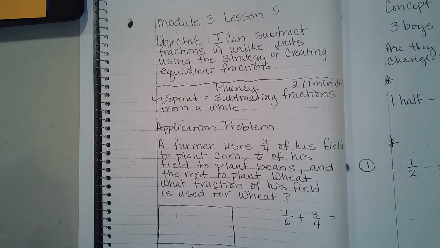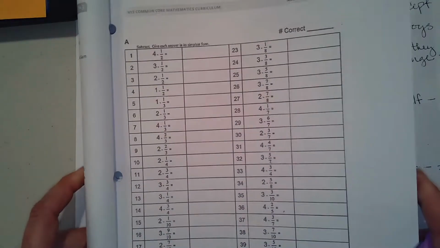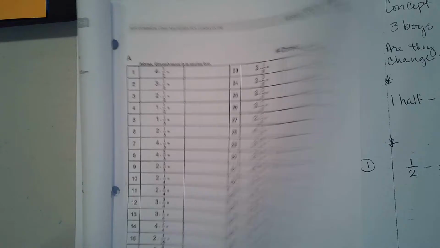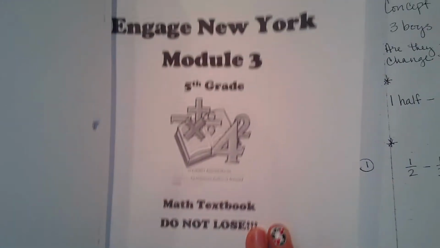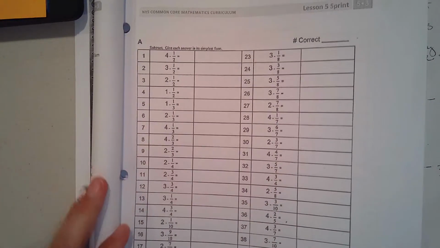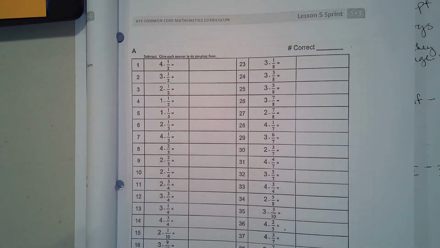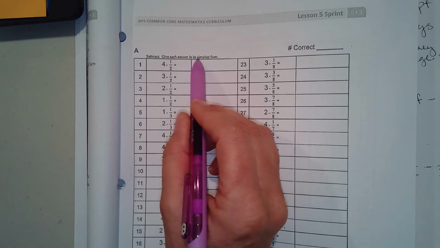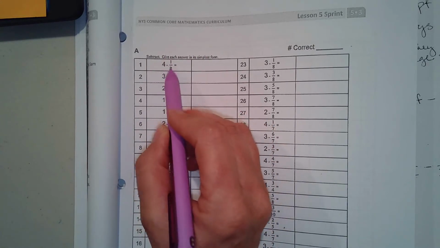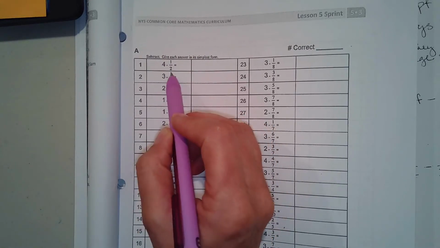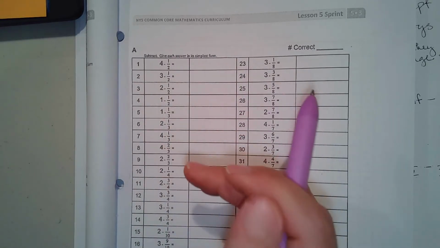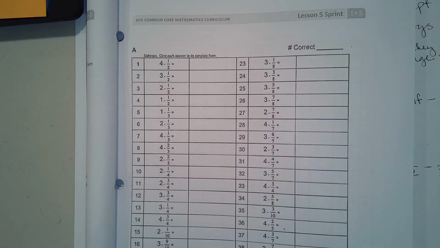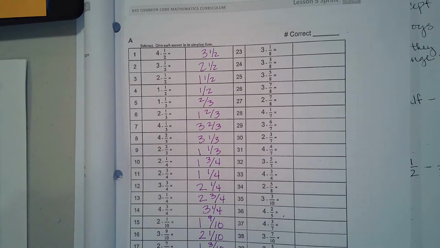So what I want you to do is take out your math textbook. Do not lose it. Subtract. Give each answer in its simplest form. So 4 subtract a half. 3 subtract a half. So we're subtracting from a whole. All right, are you ready? Pencils up. Ready, go.